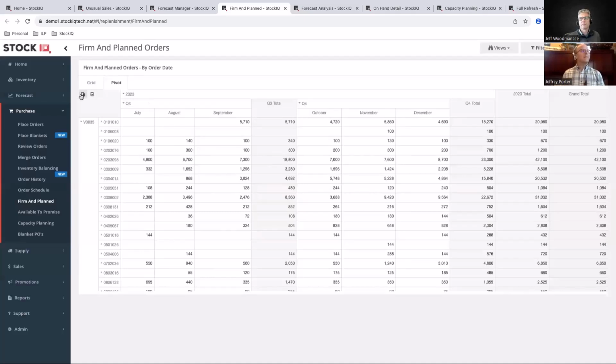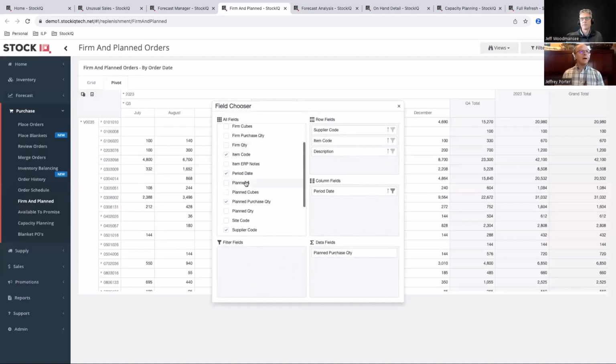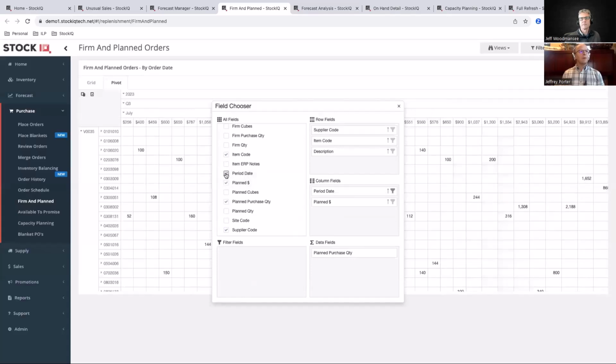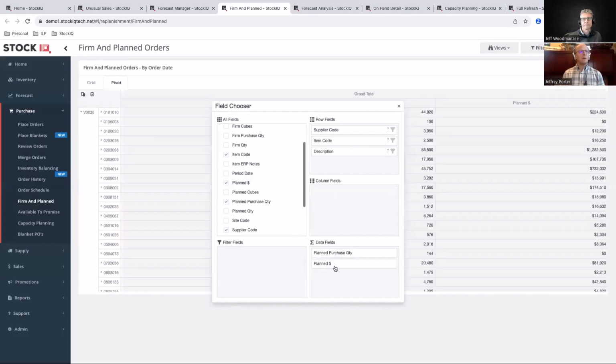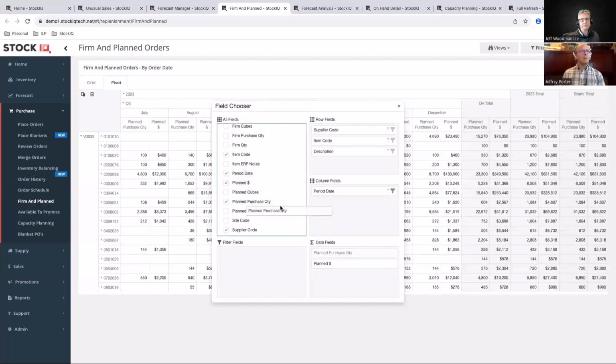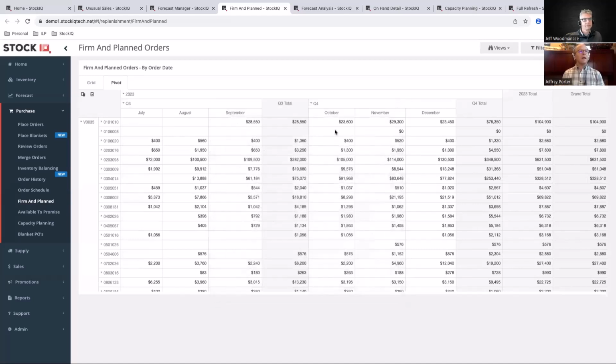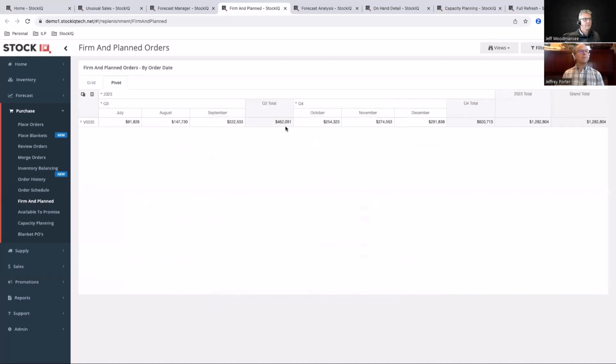And by the way, instead of showing quantity, I now want to see what my dollars are. So if I put dollars in here, and pardon me, I just goofed this up a little bit. I'm going to remove my planned purchases from this. I now know what my overall requirements to these vendors are, meaning, at the end of each month, if I've organized this by receipt date, I know what my outlay for cash is to these particular vendors. I can go into my credit line and do different things like that. So the firm and planned report is a response to that.